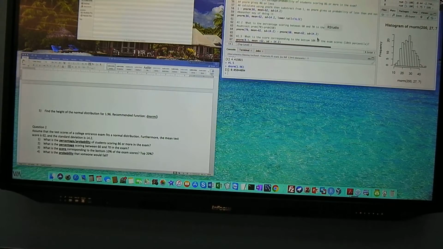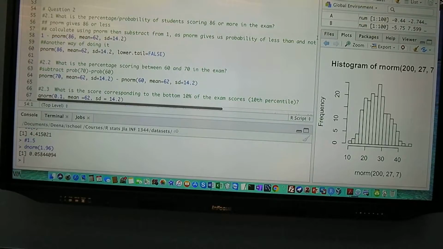P norm would give me those who scored less than 86. By default, in R, P norm gives me the probability below 86. Now the question is asking about more, which I just asked you. What do we do usually? Subtract from 1, because the whole curve is 100%, which is 1. So I do 1 minus P norm of 86. This is one way to do it.